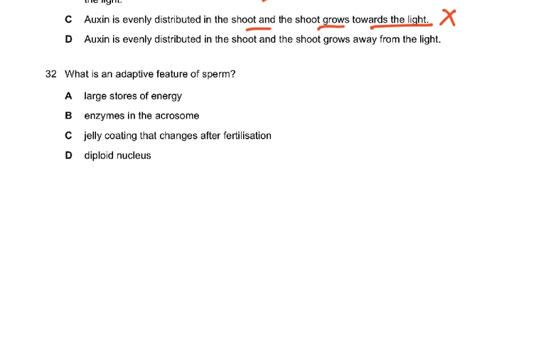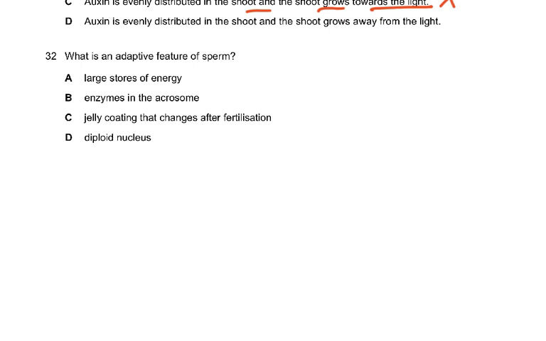Okay, coming to the next question. What is an adaptive feature of sperm? Large stores of energy, enzymes in the acrosome, jelly coating that changes after fertilization, and a diploid nucleus. Well, a diploid nucleus is wrong. Diploid nucleus is never there.